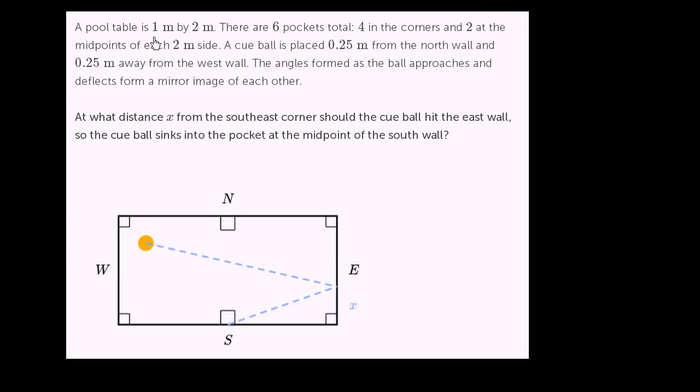A pool table is 1 meter by 2 meters. So this is 1 meter. Let me label that. This distance right over here is 1 meter. This distance right over here is 2 meters. That's 2 meters right over there.